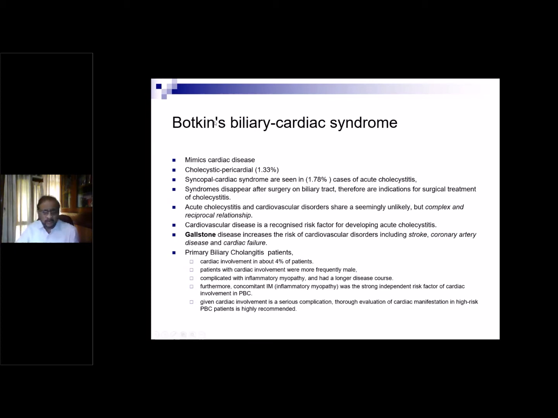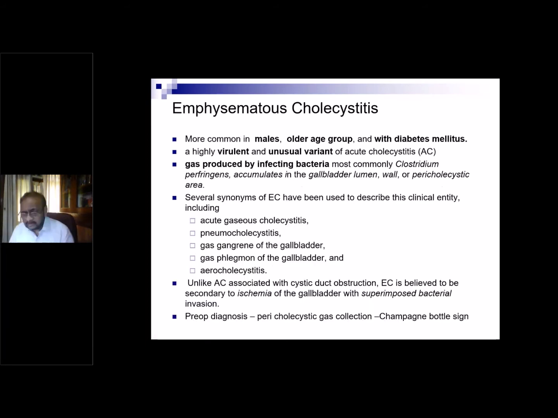And if you look at cholangitis, not only acute cholecystitis, primary biliary cholangitis, even that is associated with cardiovascular problems. Cardiac involvement occurs in as much as 4% of cases, and it is more frequently males that are involved, complicated with inflammatory myopathy. So these patients are likely to have cardiomyopathy and a longer disease course. Furthermore, inflammatory myopathy is a strong independent risk factor of cardiac involvement in primary biliary cholangitis, right? So just remember, next time when you're talking about a patient with acute cholecystitis showing some kind of abnormality in the ECG, you have to be sure that this patient doesn't have a co-existing cardiac problem.